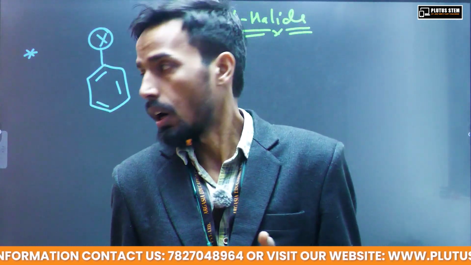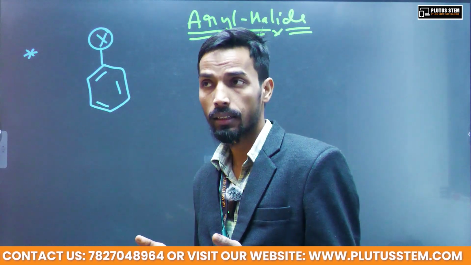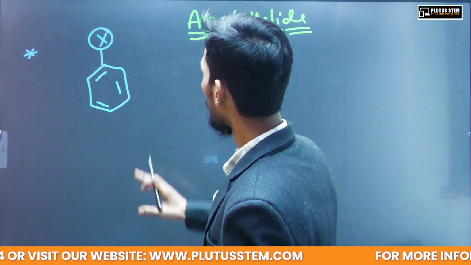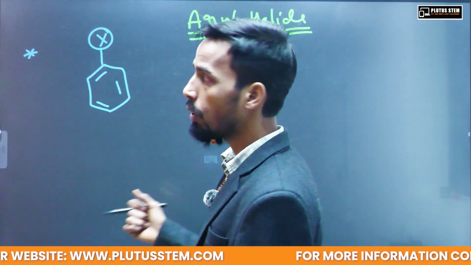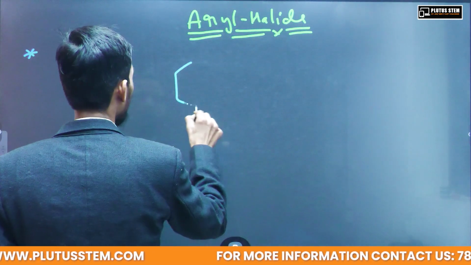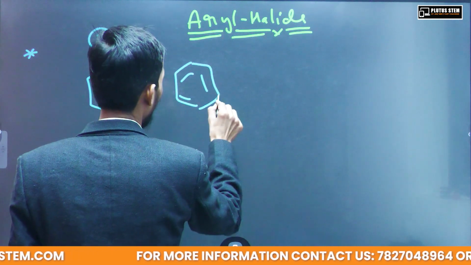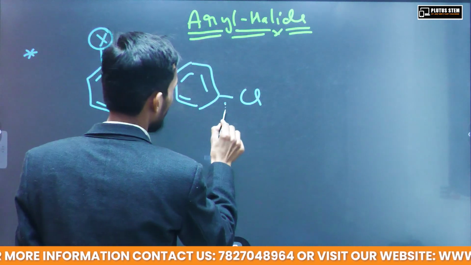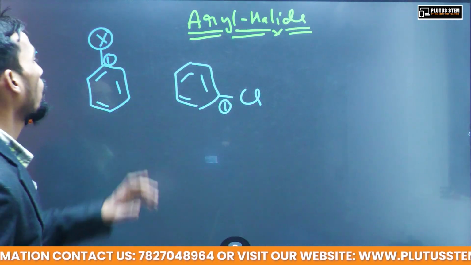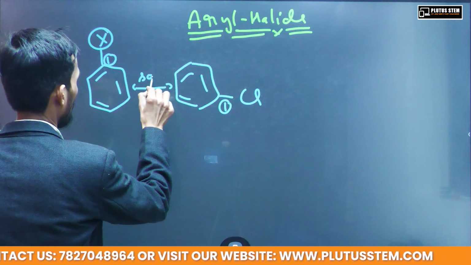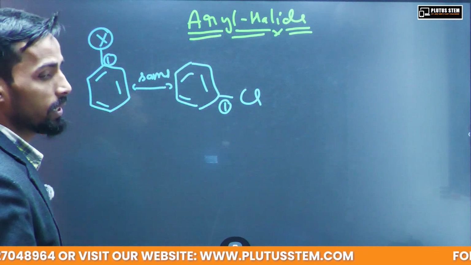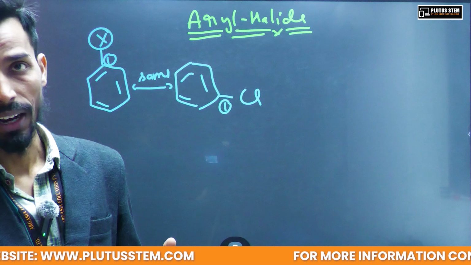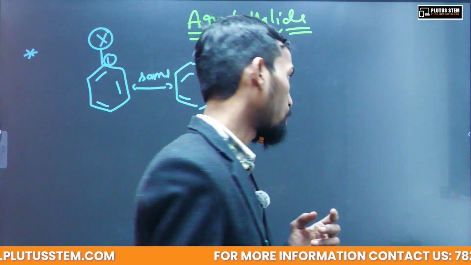And for monohalogen, we don't have any isomers in this case, because the position is fixed. You can't have any other position if you try to do this. So from here the numbering starts at this point, and in this structure the numbering starts at this point, and these two are the same compound. They are not isomers, they are the same compound. This type of isomers we are going to see in dihalo compounds.